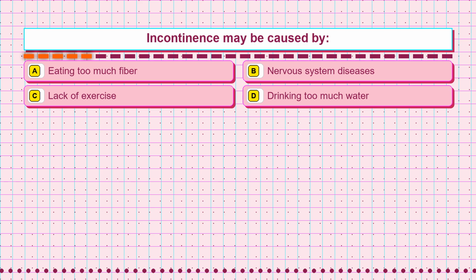Question 81. Incontinence may be caused by: Option A, eating too much fiber. Option B, nervous system diseases. Option C, lack of exercise. Option D, drinking too much water.